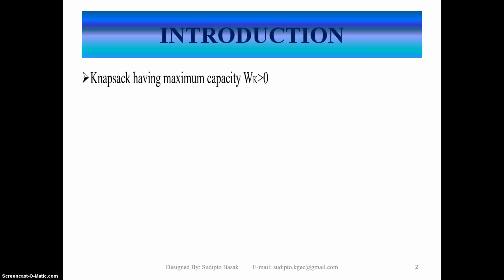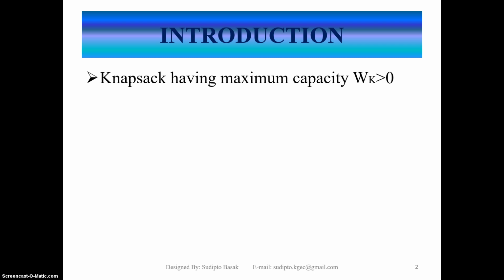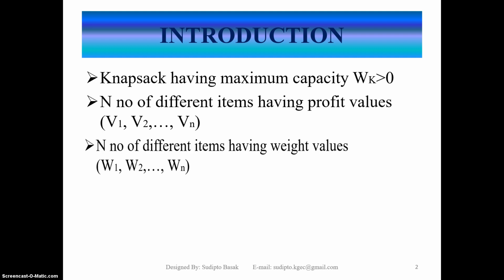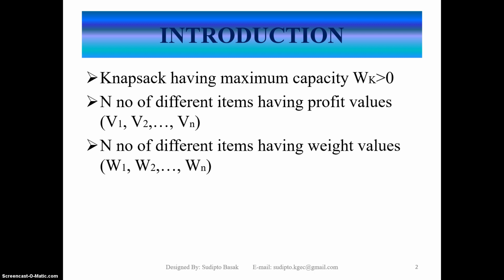Going for the introduction part, you can see the knapsack has a maximum capacity of WK, which is greater than 0. Next, we have a number of different items having profit values V1, V2 up to Vn, the individual items' profit values, and different weights W1, W2 up to Wn. So different items have different weights. And as the name suggests, in the fractional knapsack problem an item can be taken completely as well as in a fraction manner.